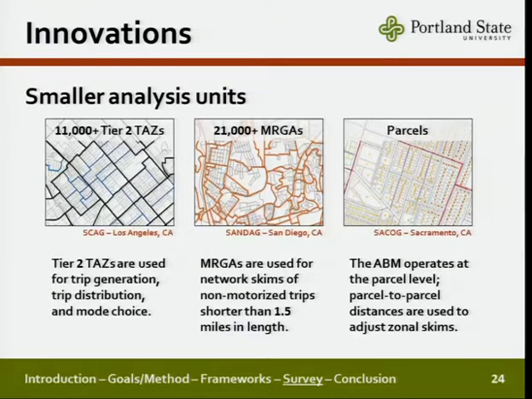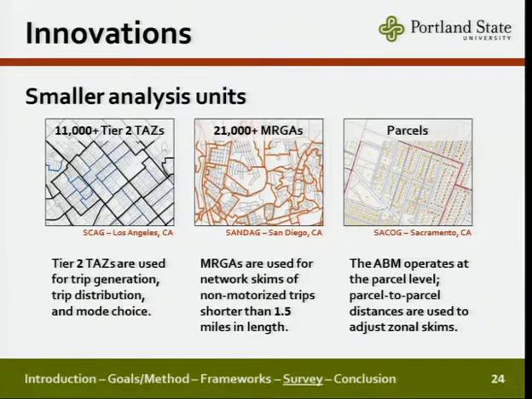In San Diego, they're going even further, disaggregating to about the block size. They have 21,000 of those master reference geographic areas in their model, and they use those to generate more accurate travel distance estimates for non-motorized trips that are less than 1.5 miles in length.